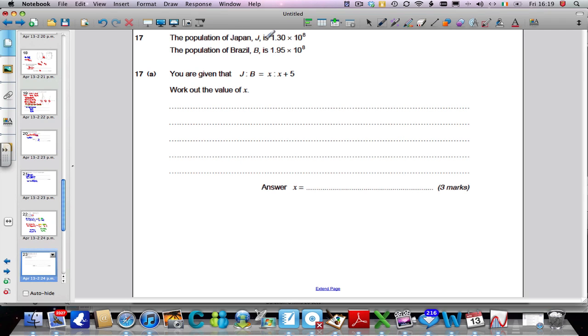Okay, we've got the population of Japan given in standard form and the same for Brazil here. We're told that J to B is the same as x to x plus 5, and we're asked to work out x. So this is a kind of a tricky one to get your head around. I don't like having this standard form business when I'm trying to solve this problem. So if I divide Japan's population by Brazil's population, well, that's just the same as doing x over x plus 5.